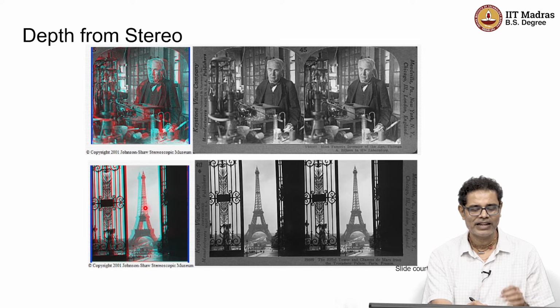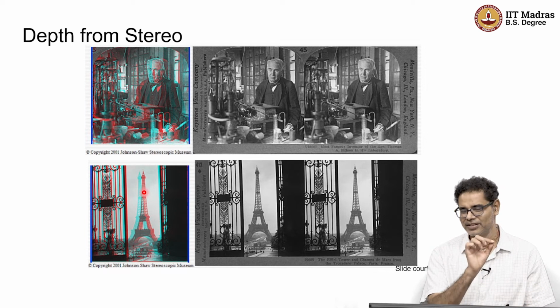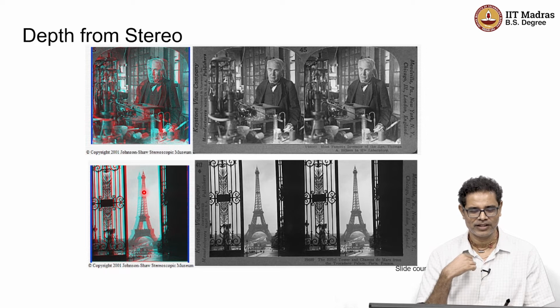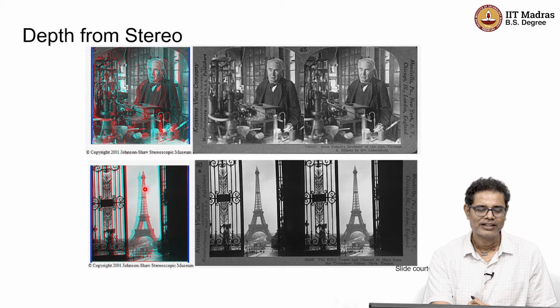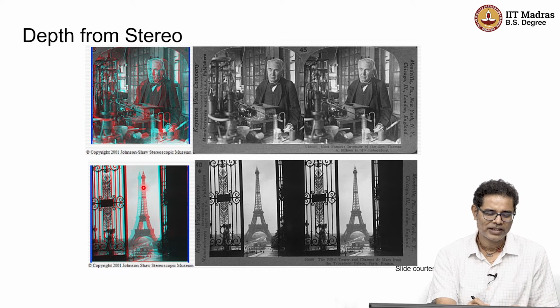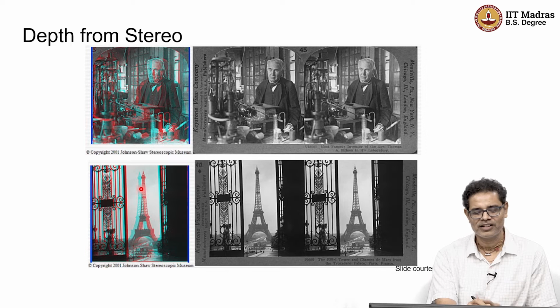Clearly, there is a disparity, and this disparity means you can see the shift. That tower has shifted by a certain amount, and this amount of shift gives us the idea of how far the tower is from the place at which we have captured it. So, that gives us the cue for depth, and this disparity is generally what we use for getting depth. This is the most common way of getting depth.